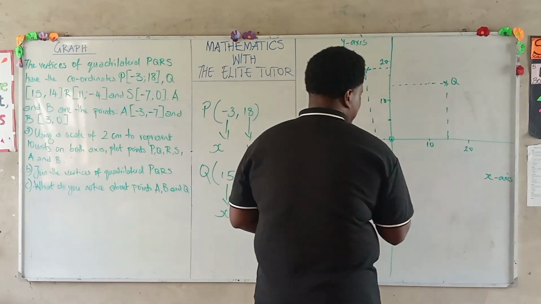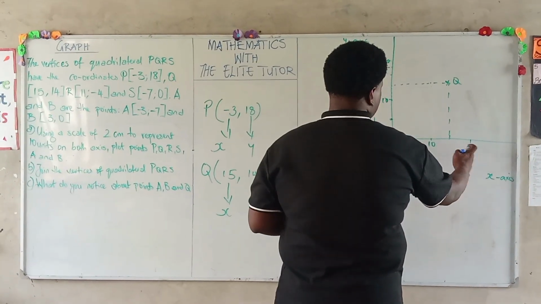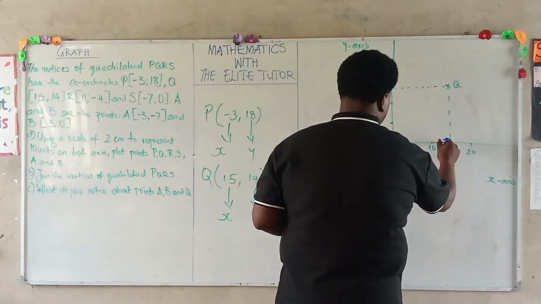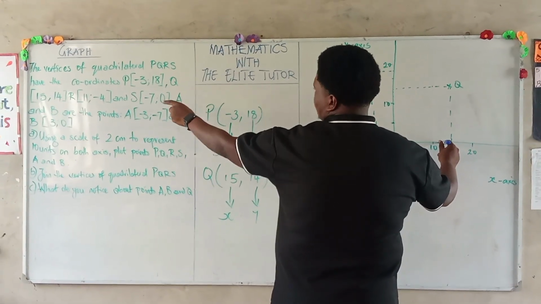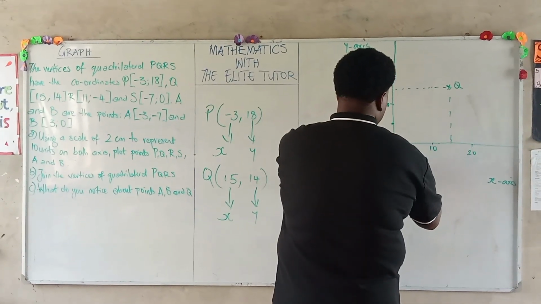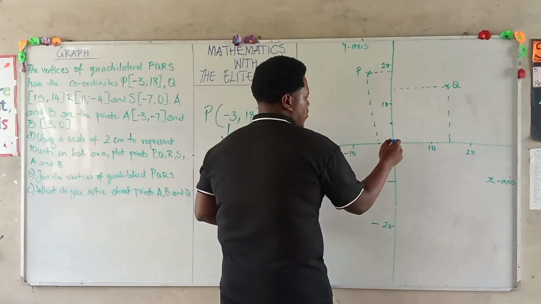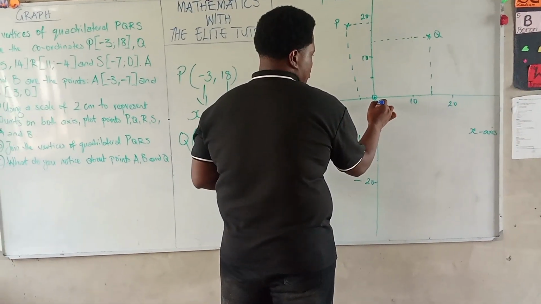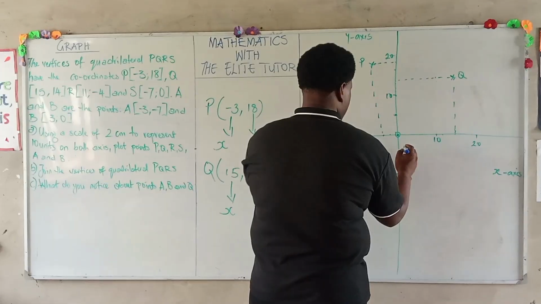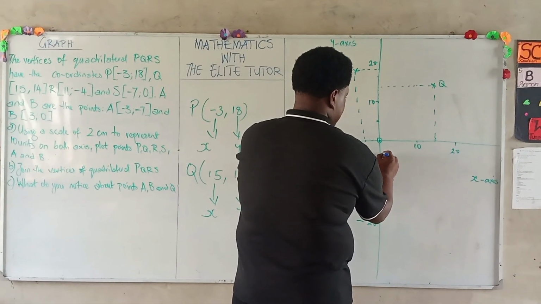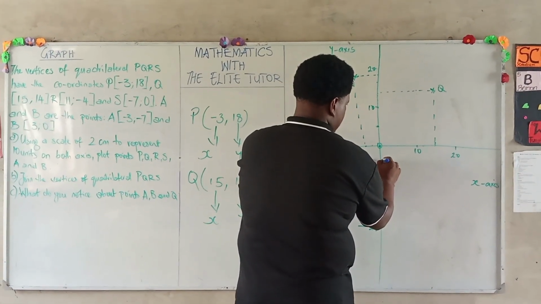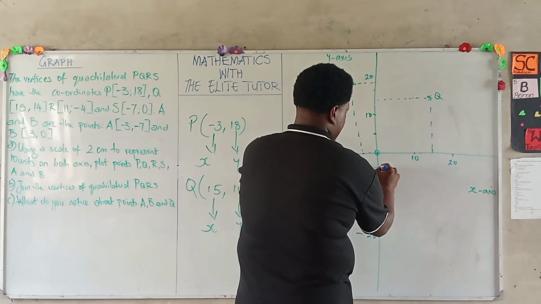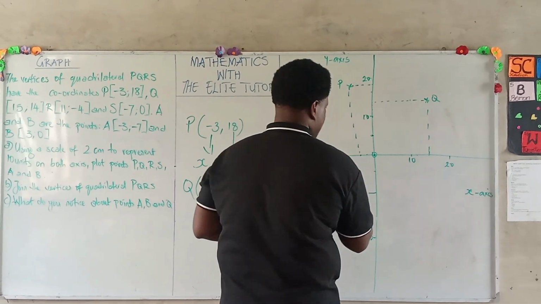When x is 11, 11 is a positive value. So we look here, let's say this is 10, so 11 will be somewhere here. So when x is 11, the value of y is minus 4. This is 0, so minus 4 will be somewhere here. Okay, so we have minus 4 to be here.